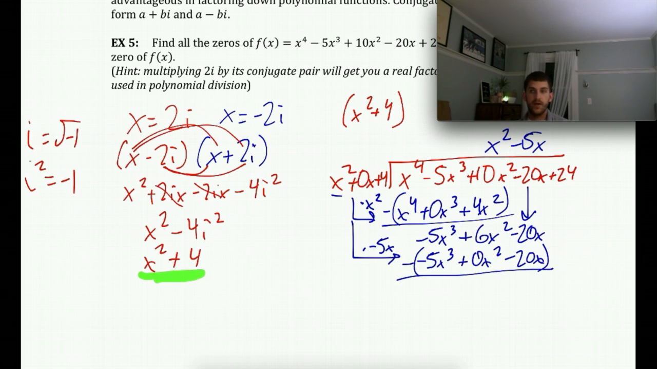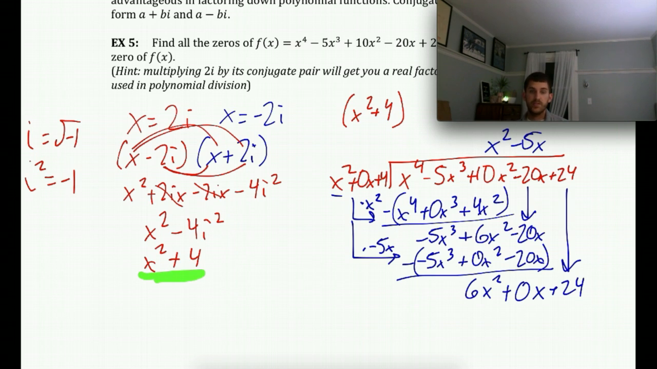negative 5x to the third minus negative 5x to the third is 0. 6x squared minus 0x squared gives us 6x squared. And then negative 20x minus negative 20x gives us 0x. I'm going to include that because we don't want to forget about that blank spot. And now we're going to bring down that 24.